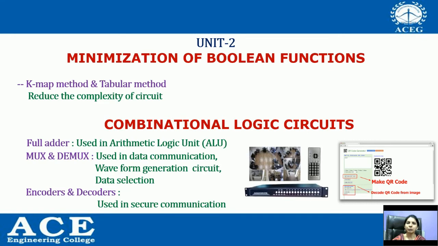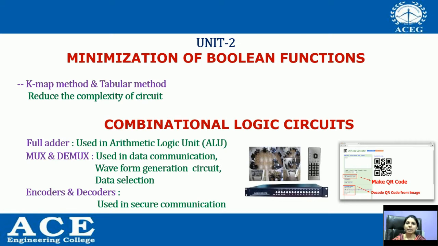Unit 2. Coming to Unit 2, here also we have two parts. First one is minimization of Boolean functions. Second part is combinational logic circuits. In the first part, we minimize Boolean functions using the K-map method, also called the Karnaugh map method, and the other method is the tabular method. We have two methods here, K-map method and tabular method, by which we can reduce the complexity of the circuit. If the complexity of the circuit is reduced, it in turn reduces the cost of the circuit.